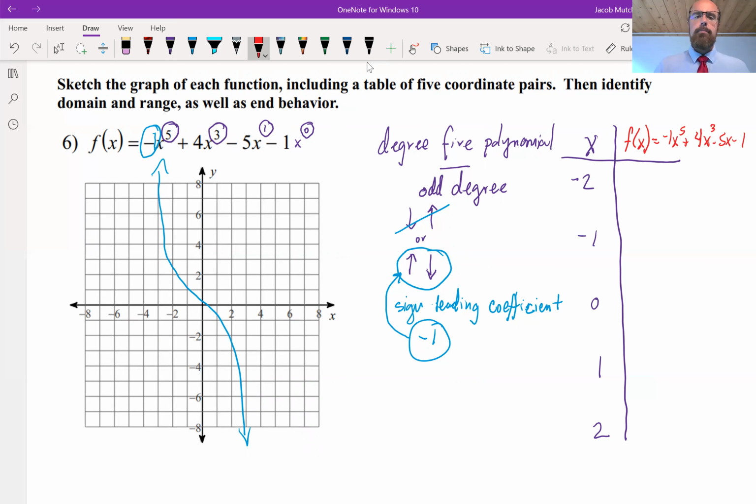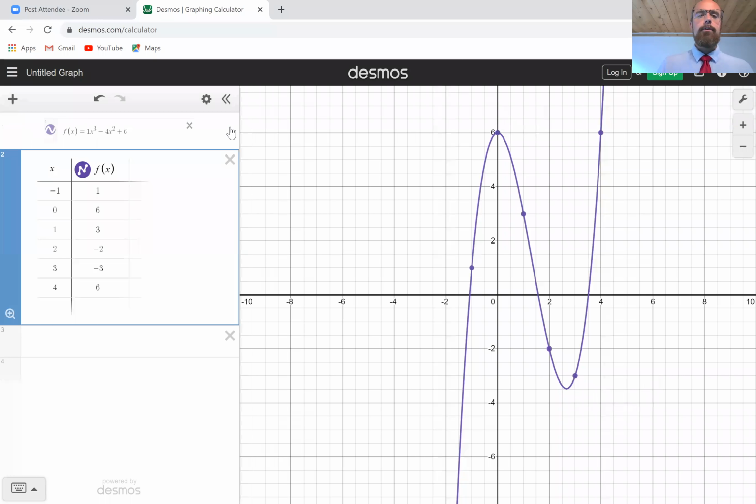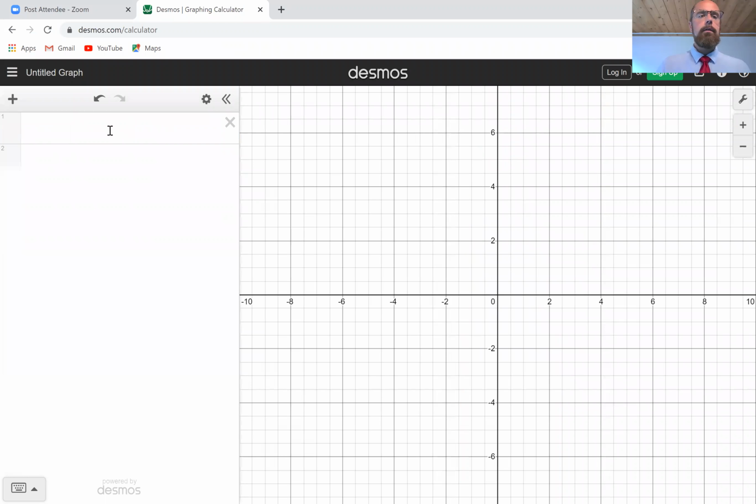Let's go to GeoGebra to do that, or Desmos. Why am I saying GeoGebra? That's another good free calculator, guys. The two main ones are Desmos and GeoGebra. So we'll use Desmos here.